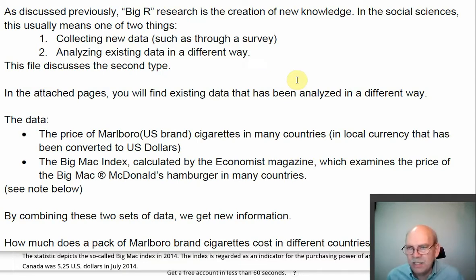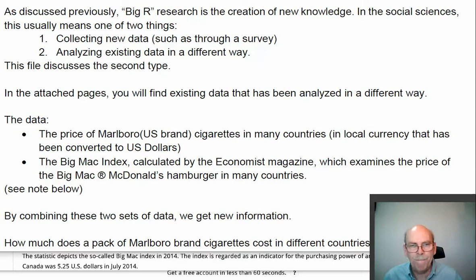In the social sciences, where we work, this usually means one of two things: collecting new data, such as through a survey, or analyzing existing data in a different way. In our class, we are doing big R research. We are not doing little r research. Remember, little r research means summarizing or reporting on previous study. So this second presentation is going to talk about analyzing existing data in a different way.